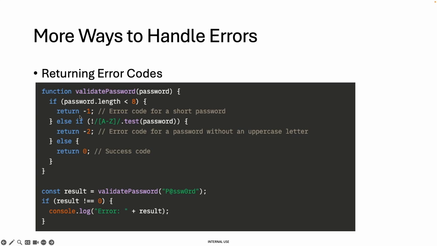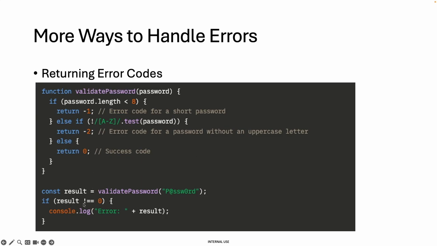Else if, this is some regex here. If the password doesn't have an uppercase letter, we're going to return -2 to indicate it doesn't have the proper uppercase letter within the password. And then wherever you're calling this method, you can then check on the result and check for the specific number. So this is very customized error handling here.